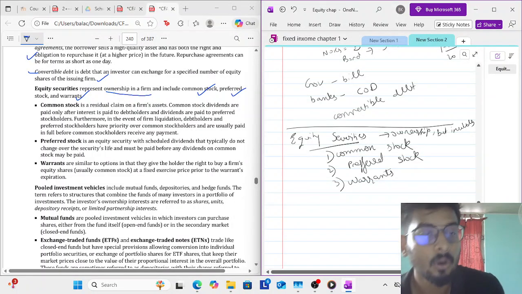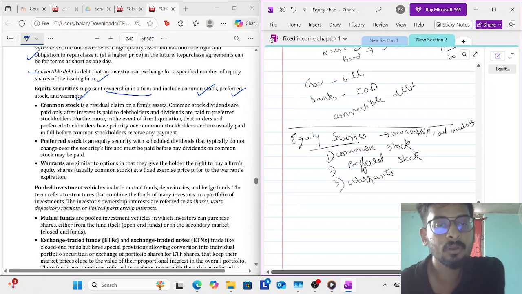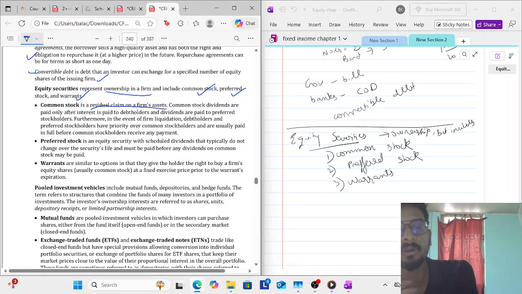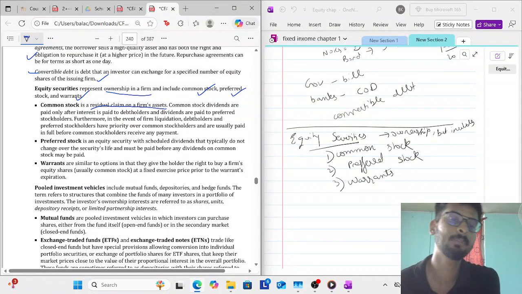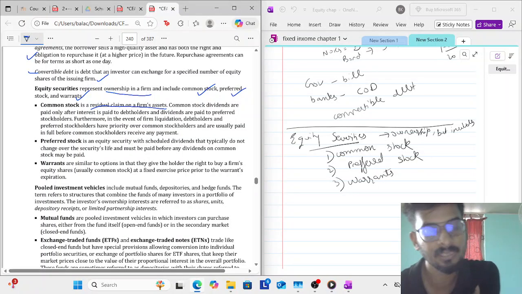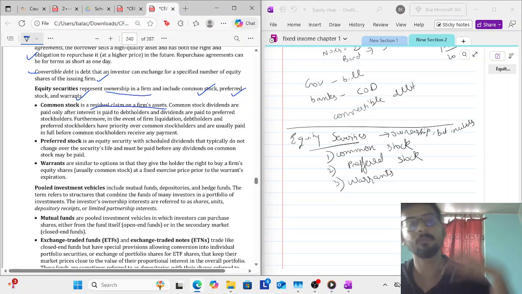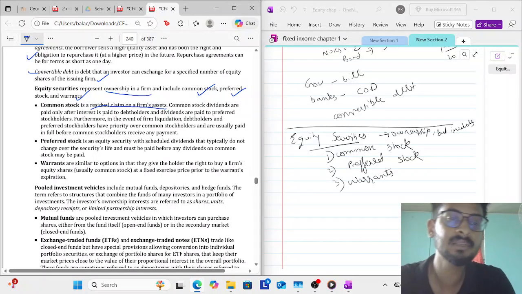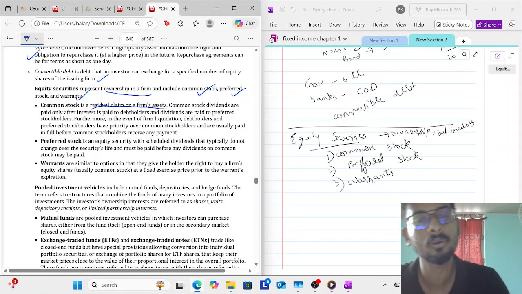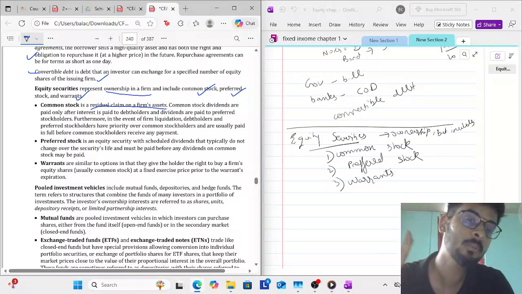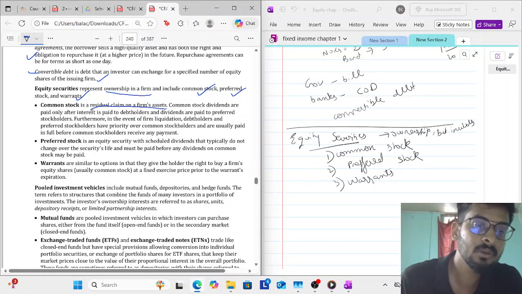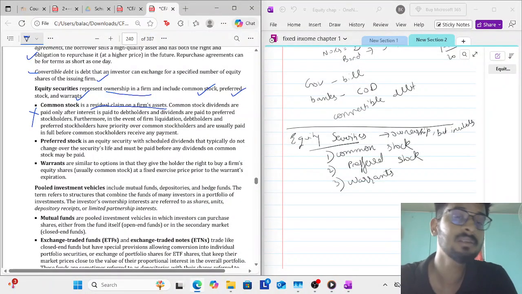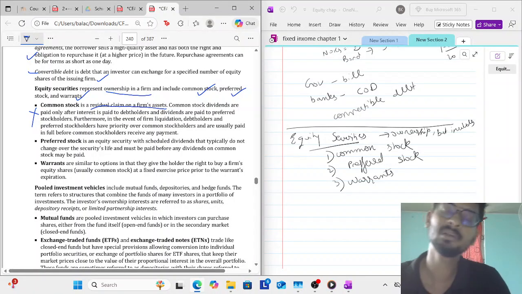So what do we mean by common stock in general? It is a residual claim on the firm's assets. Common stock dividends are paid only after interest is paid to debt holders and dividends are paid to preferred stockholders. Furthermore, in the event of firm liquidation, debt holders and preferred stockholders have priority over common stockholders and are usually paid in full before common stockholders receive any payment. So the point just emphasizes that preferred shareholders are paid first, and only then common shareholders are paid anything.